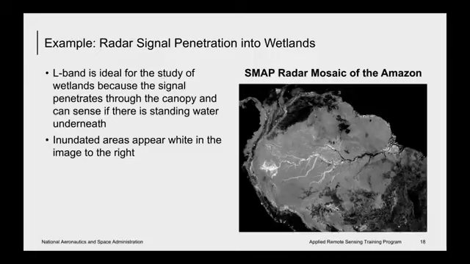This example shows radar signal penetration through vegetation to detect inundated areas. And this is an L-band SMAP radar mosaic of the Amazon basin acquired in April of 2015. In the middle of the image, you can see the Amazon River. And the further west you go, you can see vast, bright areas. And these bright areas are inundated vegetation. And L-band is ideal to detect inundated vegetation in the tropics because the signal can penetrate through most high biomass vegetation. And when I say inundated vegetation, that means there's vegetation and there's standing water underneath the vegetation.